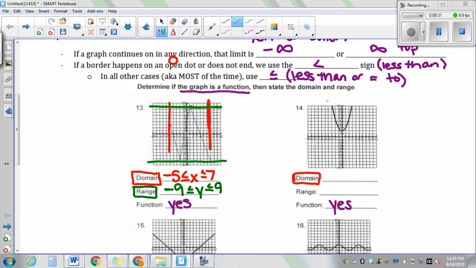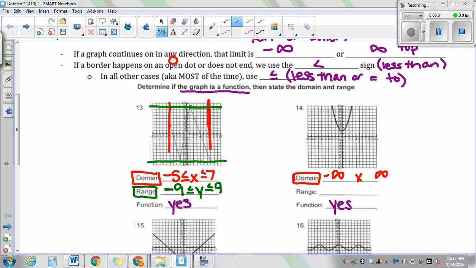So I can't box it in on the left. And remember, if a graph continues on in any direction, that limit is -infinity or infinity. Left-hand side, we said, was -infinity. So it doesn't have a left-hand side, -infinity. What about on the right-hand side? If I follow this graph to the right, that again is not a dot. It keeps going. So it keeps going to the right. That would be positive infinity. All right, now remember, we put an x in the middle if it's domain.